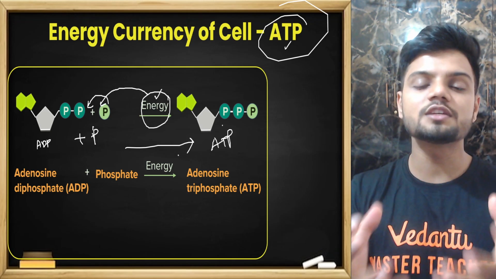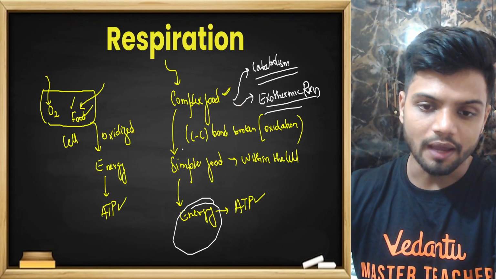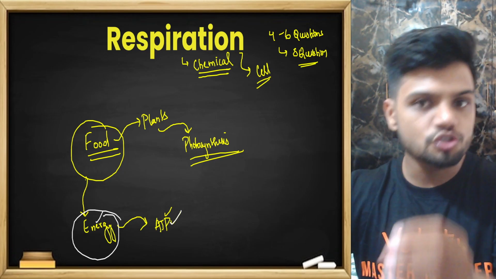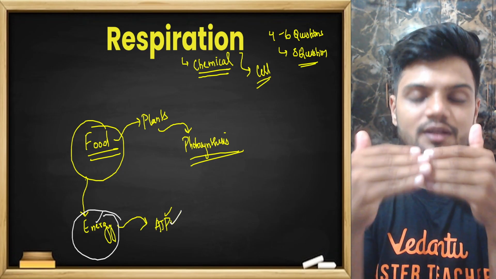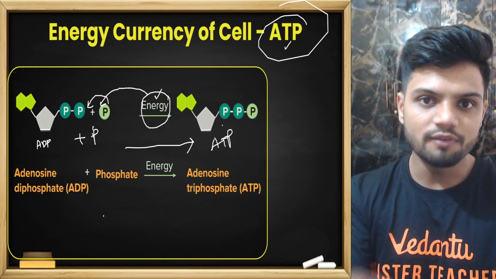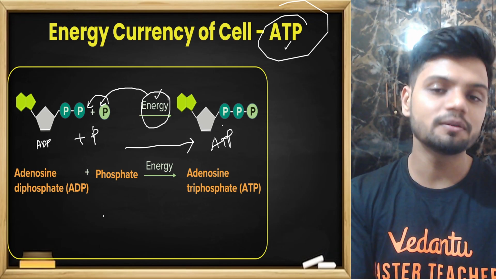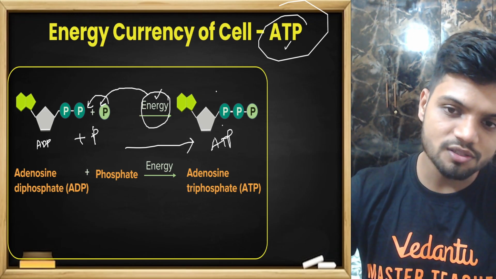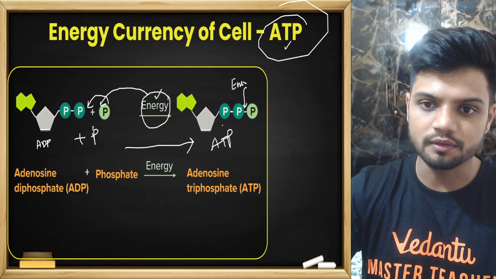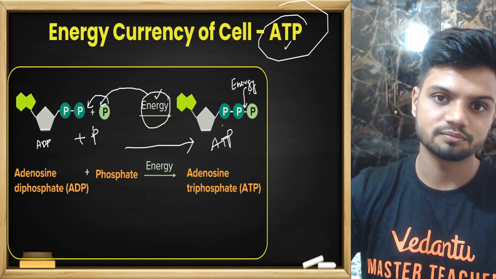So all the energy is produced right here. I told you, energy is produced here. Energy is also produced here. So all of this energy is used to make the bond and form the ATP. So if I ask you a question, where is the energy stored in ATP? You will tell me, sir, energy is stored in the bonds right here.